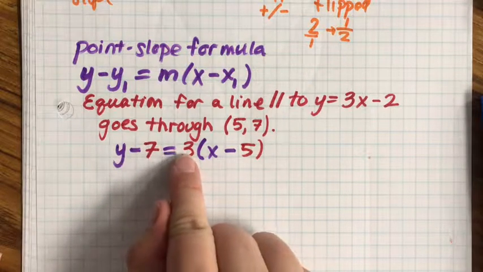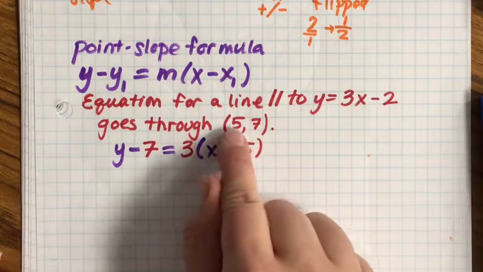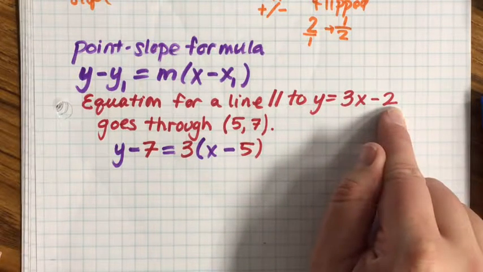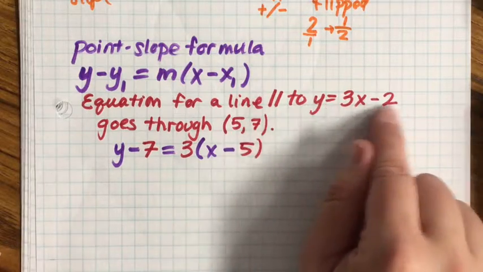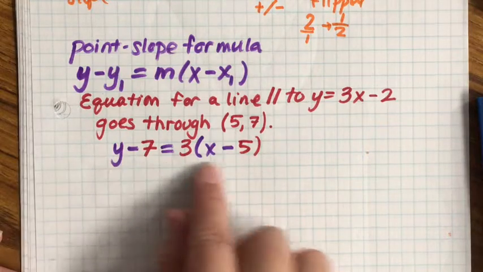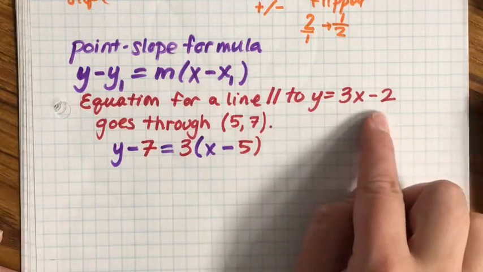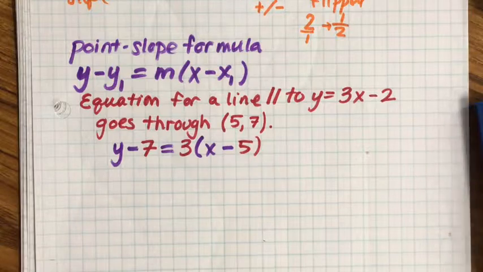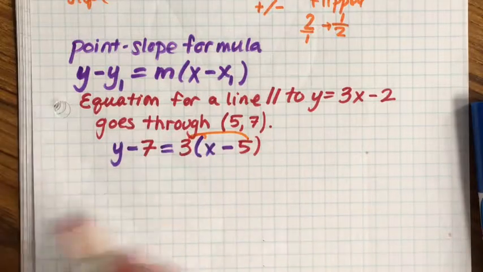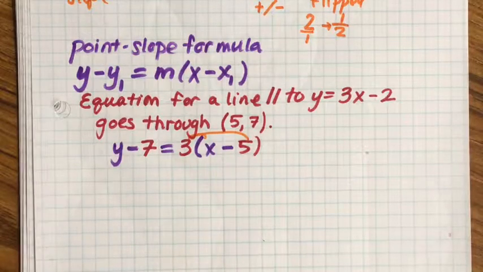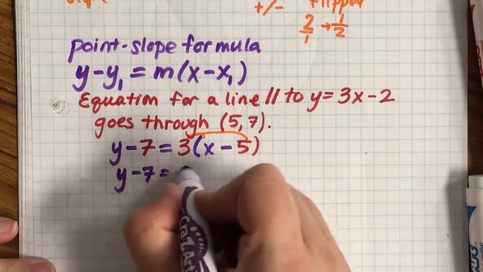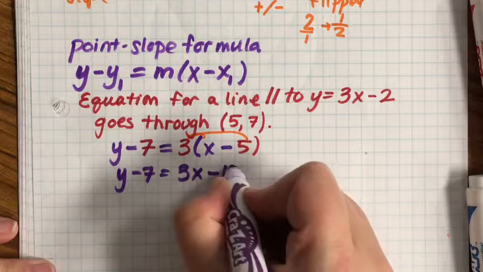So notice the 7, 3, and 5 came from the point, and did we care about this minus 2 right now? No, we don't really care about it. We just know that's the line that we're trying to match the slope for. So then what do we have to do to get this equation to look more like the point slope form? We're going to distribute, very good. So that means we're going to do 3 times x and 3 times 5. So then we'll still have y minus 7 is equal to 3x minus 15.